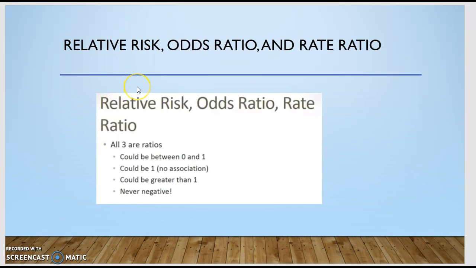Relative risk, odds ratio, and rate ratio. Again, this brief slide is just here to highlight that all three are ratios. They could be between 0 and 1, could be 1 with no association, they could be greater than 1, and they will never be negative. So we'll just keep these in mind when we are calculating for our assignment.